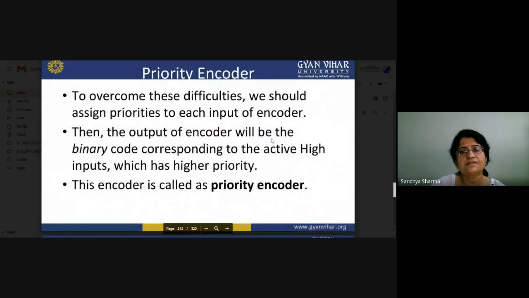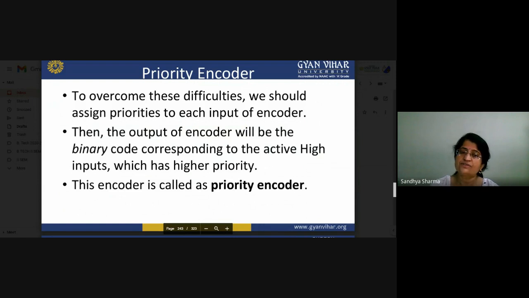So now we will switch to the priority encoder. There are certain disadvantages: if two inputs are high at a time, what do you have to do? So we have to decide the priority. In a priority encoder, there may be certain priorities for each input of the encoder. Then the output of the encoder will be the binary code corresponding to the active high input.